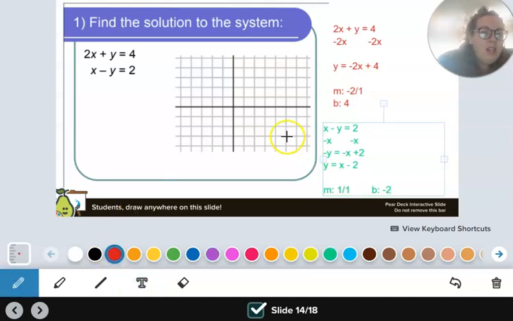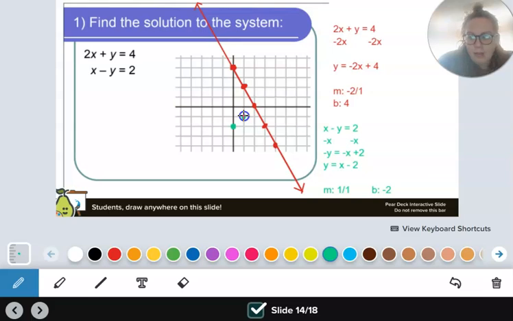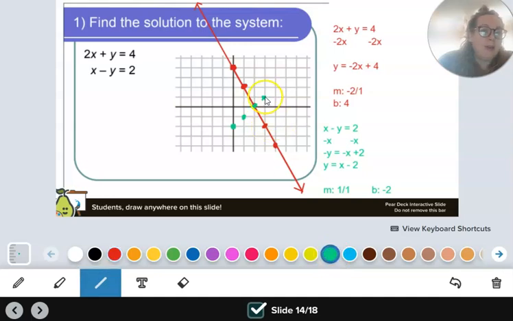When we graph, y-intercept is 4 for the first one, so we start here at +4. Our slope is -2/1, so we're going down 2, right 1, down 2, right 1, down 2, right 1. Perfect. There's our first line. And then we're doing a y-intercept of -2 and a slope of 1, up 1/1, up 1/1. And we see where they intersect. And that's what we're looking for. Do they intersect? And if so, at what point?